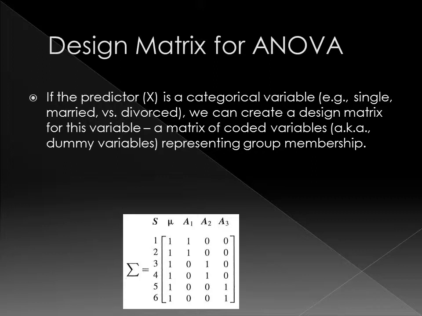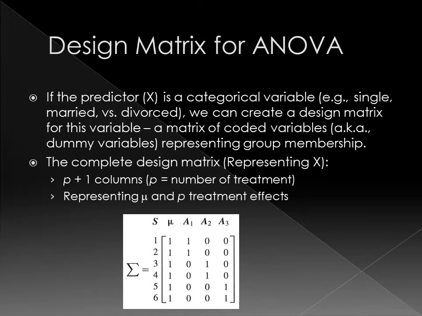We can use a design matrix to indicate the membership used in ANOVA. If a predictor is a categorical variable, in this case, we have three levels: single, married versus divorced. We can create a design matrix to indicate the membership of each participant. First we can create the complete design matrix. It has p plus 1 columns. P equals the number of treatments. Now we have three groups.